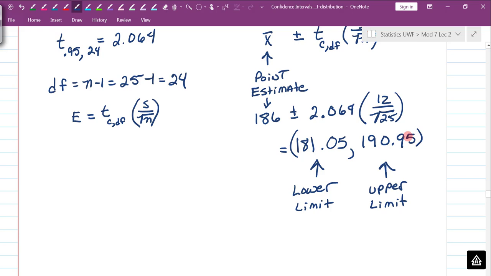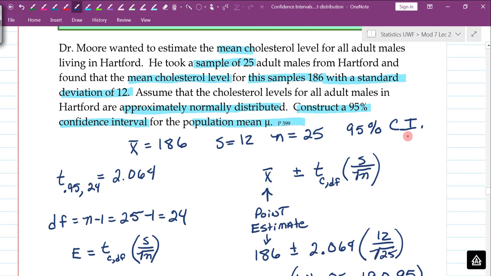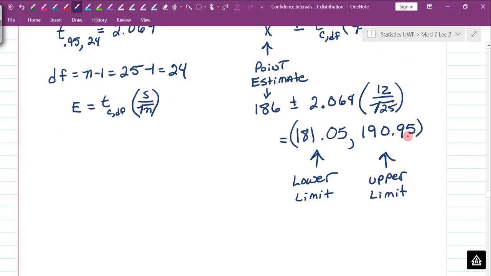So we are 95% confident that the true population mean for the cholesterol level of adult men that live in Hartford is between 181 to, I would say, 191 points. Okay, let's move on to our next example here.